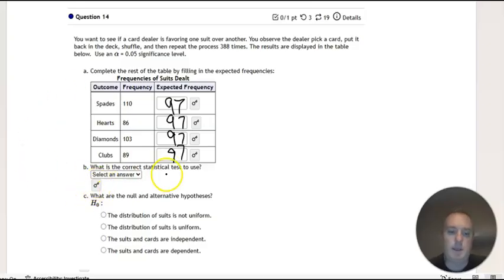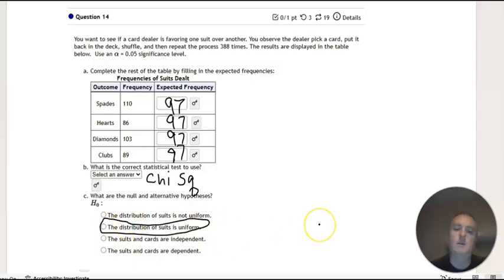So what is the correct statistical test to use? This is the chi-square. What are the null and alternate hypotheses? So the null hypothesis is that the distribution of suits is uniform. That means that we would expect all suits to have the same number of cards, and it's a fair deck.